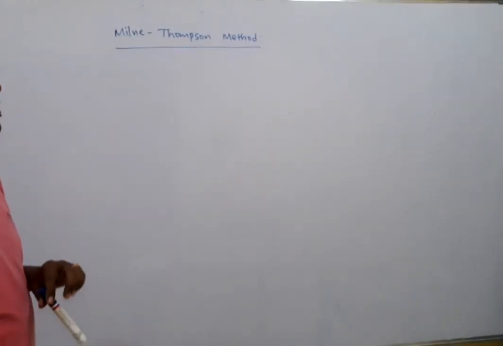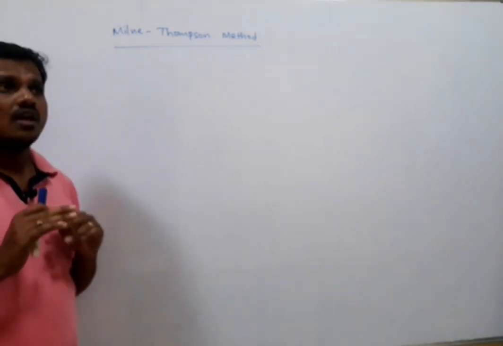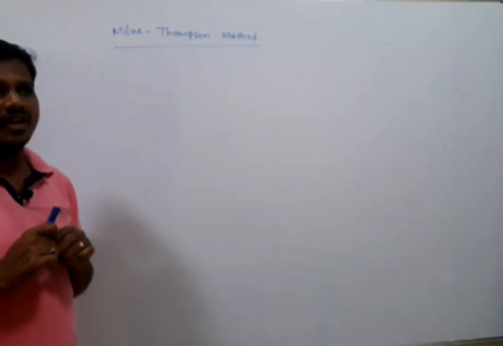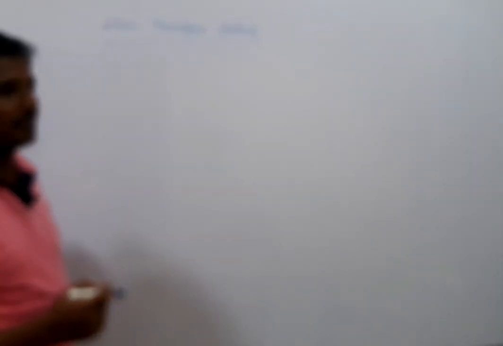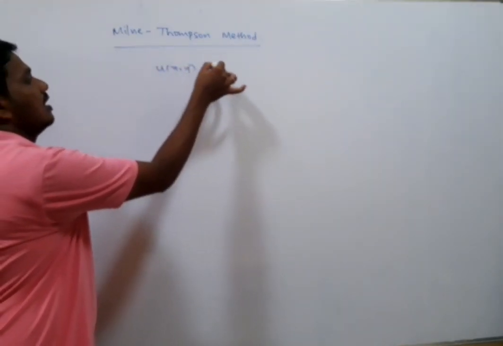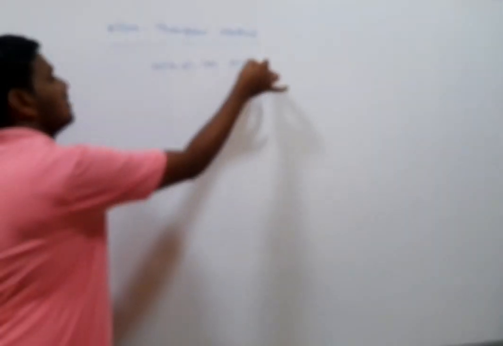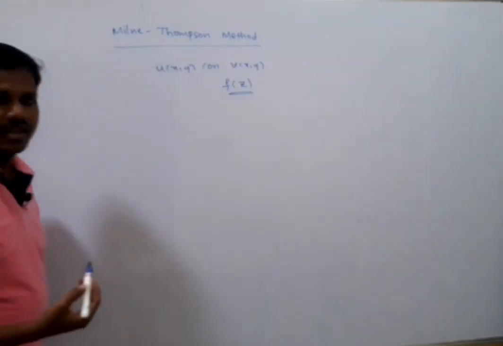Okay. Now, the Milne-Thomson method. This is the method for finding the analytic function when u of x comma y is given or v of x comma y is given. That means we can find f of z directly by using this method. If u of x comma y or v of x comma y is given, then we can find the corresponding analytic function f of z directly. So this method is very useful.